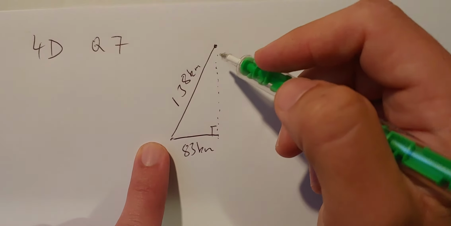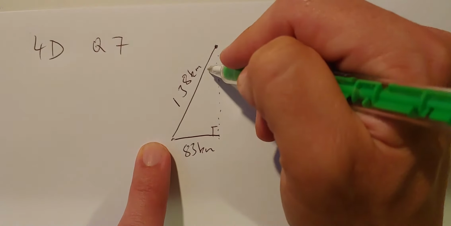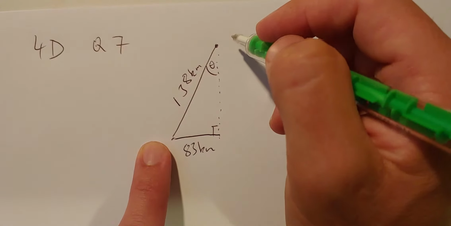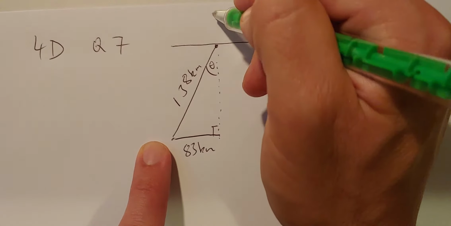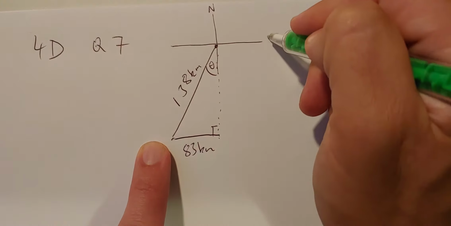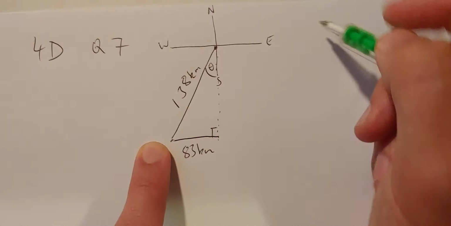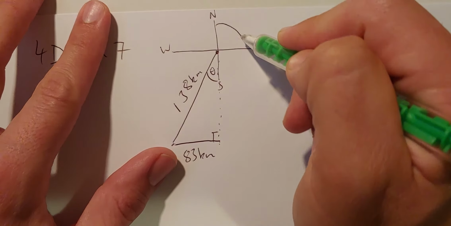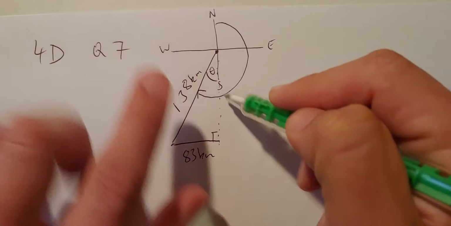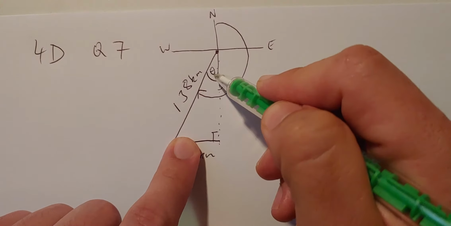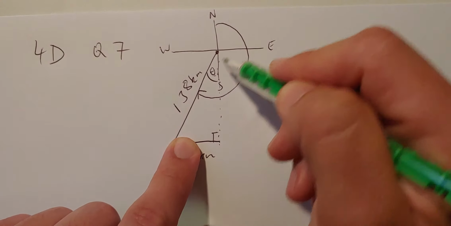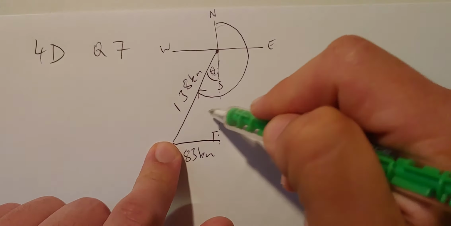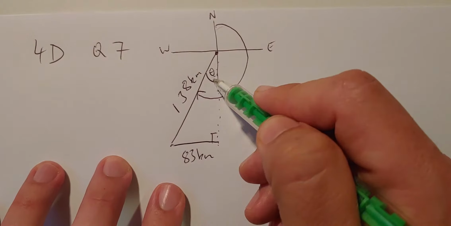And what we could do here is let's find theta. And if we find theta, then we can find the true bearing. Because if we imagine our north, south, east, west cardinal points, remember bearings are read from north clockwise all the way around to the direction. And if we find theta, then we can just add that to what we know north to south is, 180. So 180 plus theta is our true bearing. So how do we find theta?